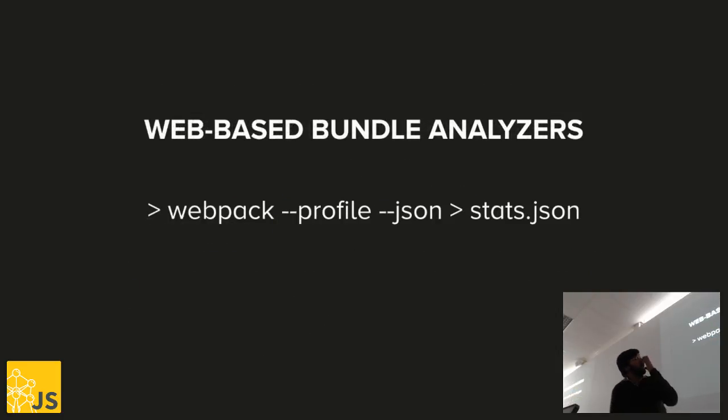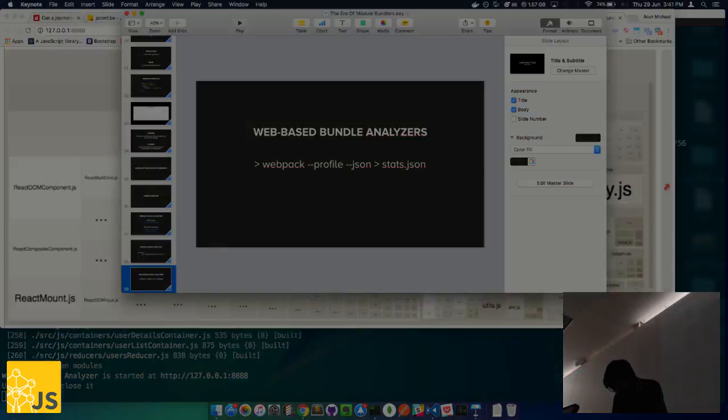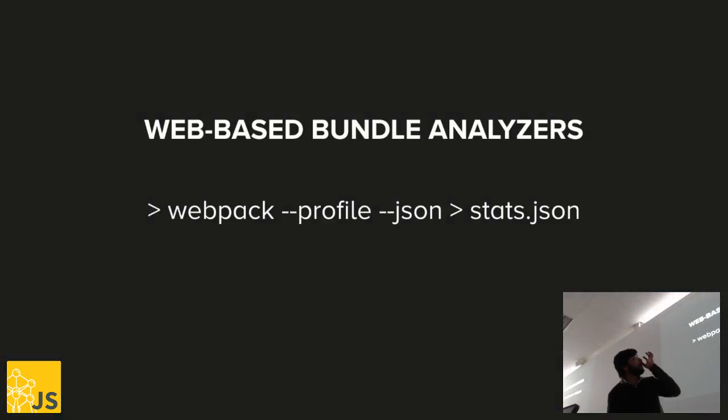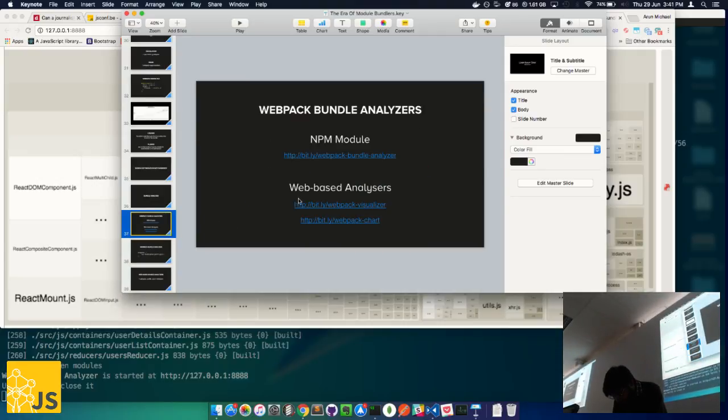So this is how you create the stats file. You specify the profile/JSON option, and you give it a file where you want to write the stats to. The stats basically contain information related to all of your module dependencies. So it'll contain the size of the module, the name, the type, and this stats.json file is then given to the web-based analyzer. I'll show you a sneak peek.